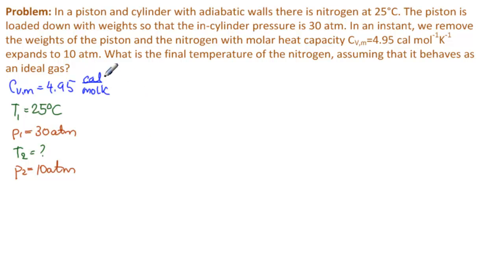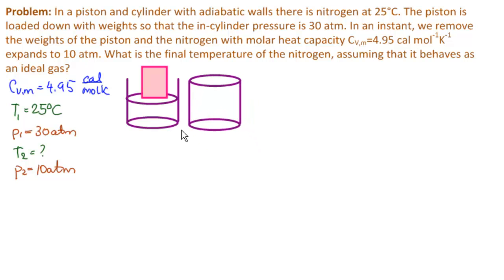This is a simpler problem than the one before. It is the opposite order, that is, we're starting with a piston weighted down, and then the piston is released. So we're in this situation, and here we have 30 atmospheres, and here we have 10 atmospheres. Now, again, both of these are in equilibrium at the time. So the external pressure here is also 10 atmospheres. That's key. And of course, because the volume increases, we expect the temperature to go down.